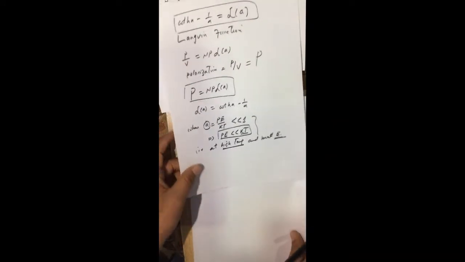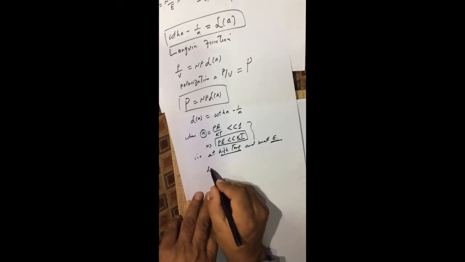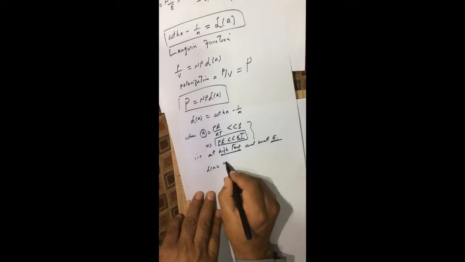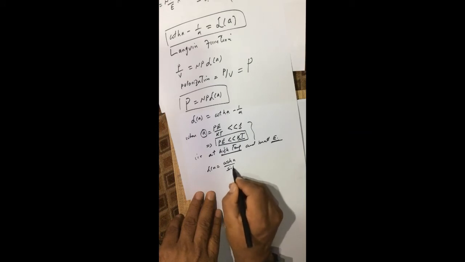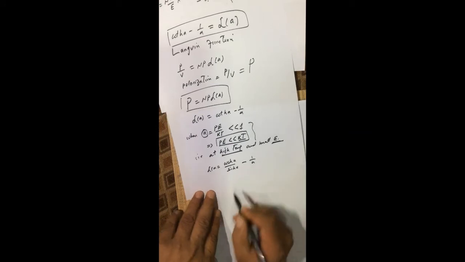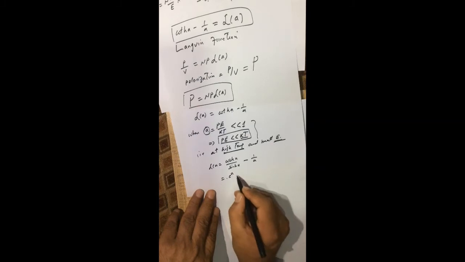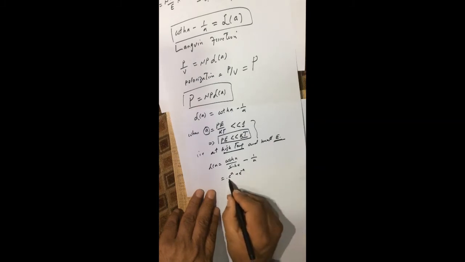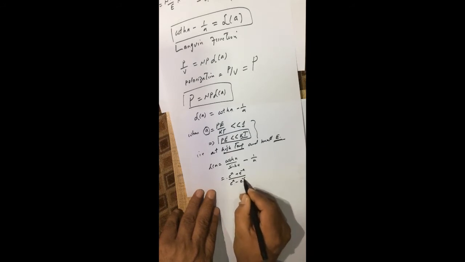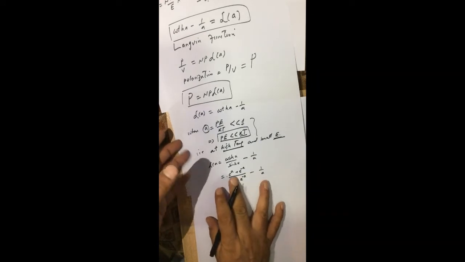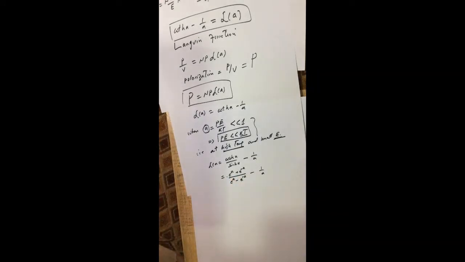Now the Langevin function is equal to cotangent hyperbolic A. Cotangent hyperbolic A is basically cos hyperbolic A over sine hyperbolic A minus 1 over A. Now cos hyperbolic A can be written like this: e raised to power A plus e raised to power minus A, divided by sine hyperbolic A, which can be written as e raised to power A minus e raised to power minus A, minus 1 over A. Now this is an exponential function, and we can expand the exponential function by this series.